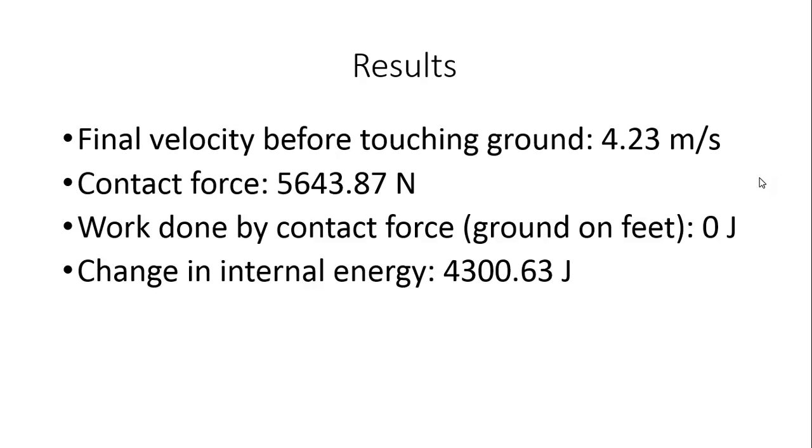We also know that no work was done by the ground on the feet, as the distance the feet moved while this force was applied is 0, because they remained on the ground in the same position. So the contact force times 0 distance gives you 0 joules of work done. We also know that the change in internal energy is equal to the work done by gravity plus the work done by contact force. And we now know that the work done by contact force is 0 joules. So therefore, the work done by gravity is equal to the change in internal energy. So we know that this is going to be mgh total, or 4,300.63 joules.